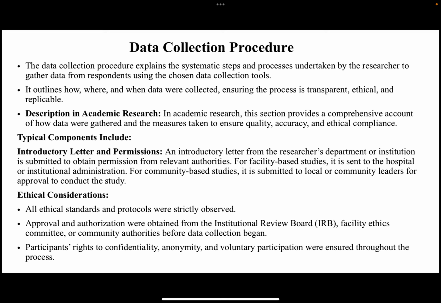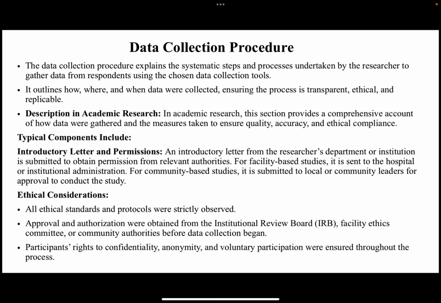Okay, so after you've designed your data collection instrument, the reason why you are designing the instrument is to collect data from the respondents. Now, the processes and the procedure that you are going to follow to use the data collection tool to gather information or data from your respondent or your participant, that is what we call data collection procedure. Is that okay? Now, typically, data collection procedure outlines the how, the where, and the when data were collected, ensuring the process is transparent, ethical, and replicable.